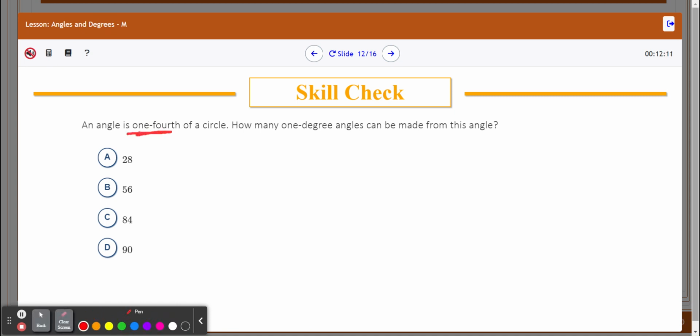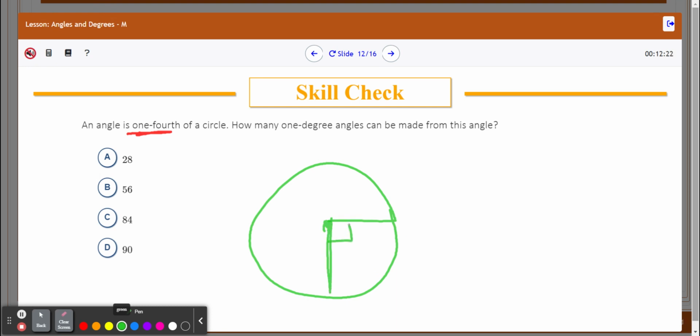And the last one: an angle is 1/4 of a circle. How many 1-degree angles can be made from this angle? Well, if we look at our circle, we see that 1/4 is about right there. And we said that if it forms that perfect elbow, then it is 90 degrees.